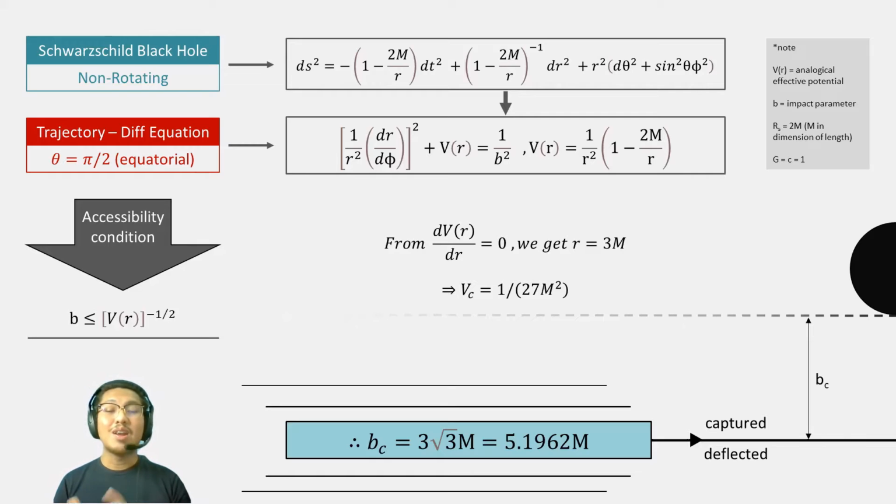Here, V(r) is the analogical potential and b is the impact parameter. If we want to find the critical value of V by differentiating, we find that Vc is equal to 1 over 27m squared. Now, this value is important when we consider the accessibility condition on the left, on the arrow over there, of which if we put in the value, we get the critical impact parameter, which is roughly 5.2m right here. Now, light that travels below that impact parameter will be captured by the black hole. If it's more than that impact parameter, it will be deflected, but it won't be captured.